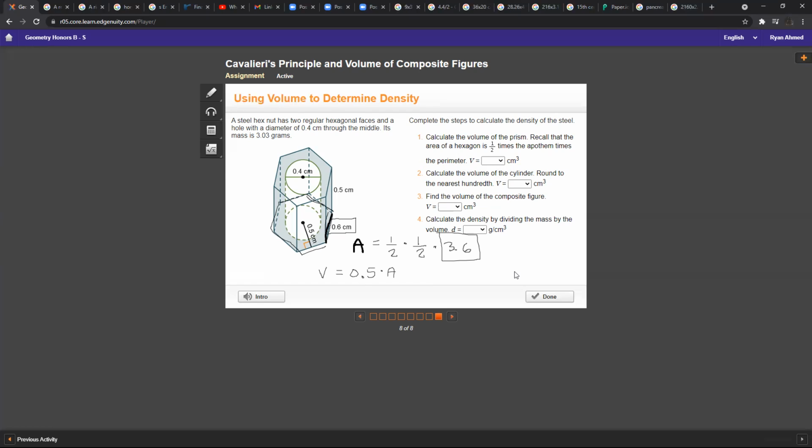So we're going to do 0.5 times A, because the 0.5 is going to be the height of our solid. So we have 0.5 times 1/2 times 1/2 times 3.6. And we get 0.45 for the volume.